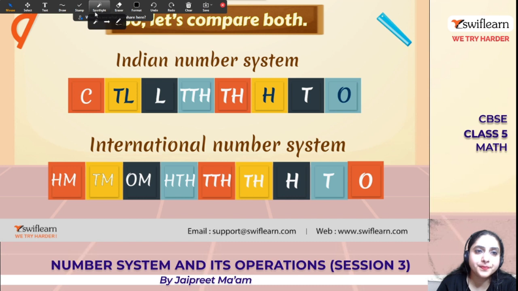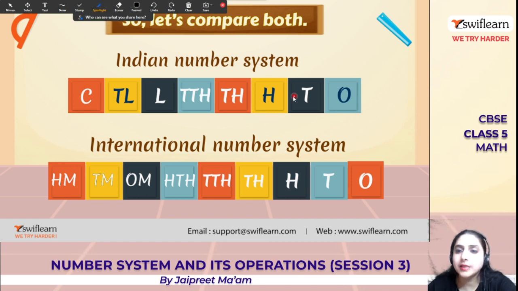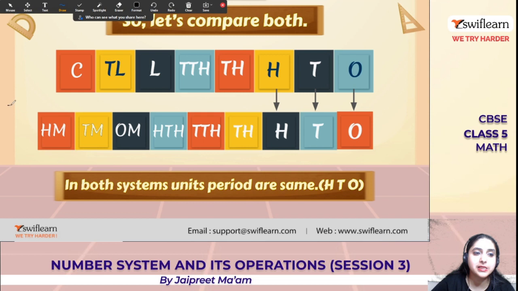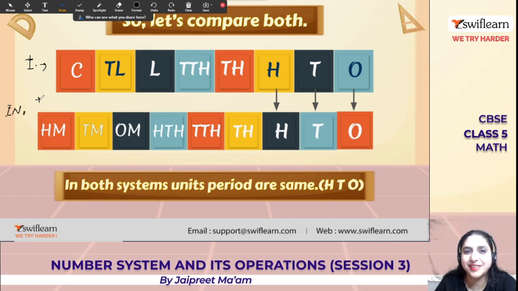So let's do the comparison. In the Indian number system it's ones, tens, hundreds, thousands, 10,000, lakh, 10 lakh and crore. And in the international number system we have ones, tens, hundreds, thousands, 10,000, 100,000, million, 10 million and 100 million. So this is the international number system, I will write it as INS, and this is the Indian number system, I will write it as I. Okay, so is it easy? It's easy, easy peasy lemon squeezy.